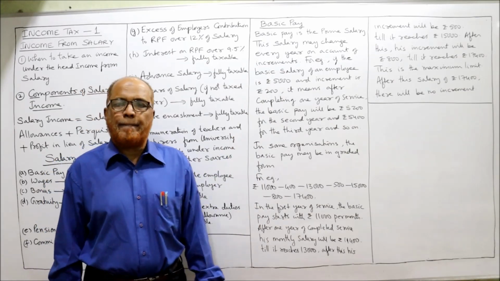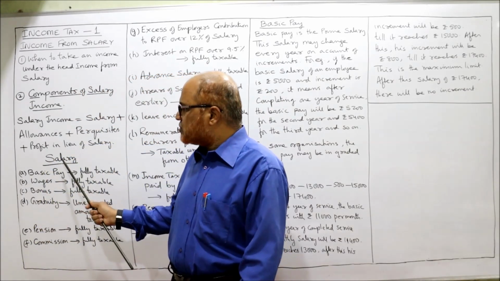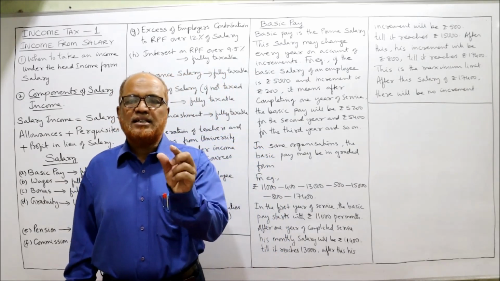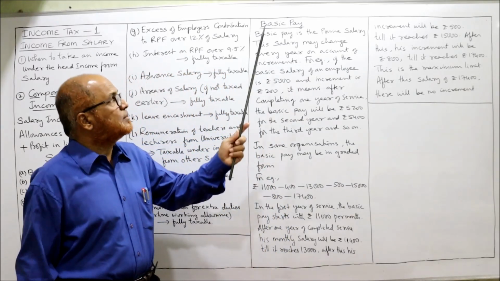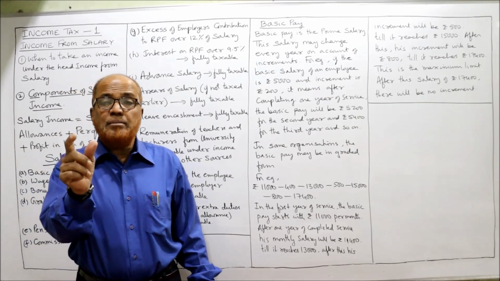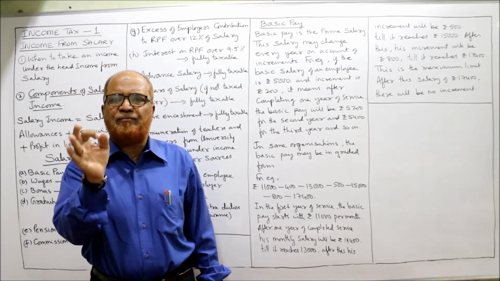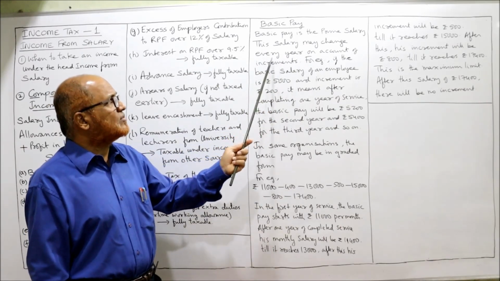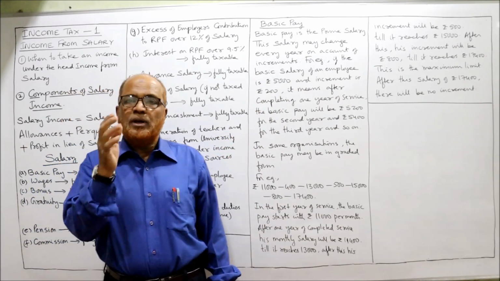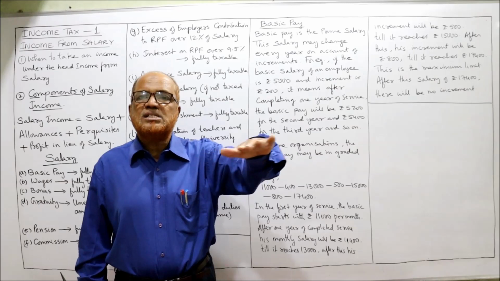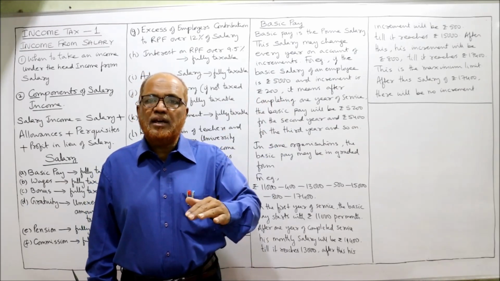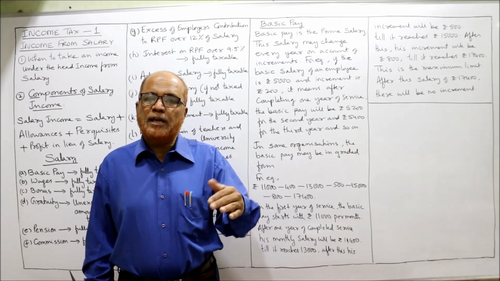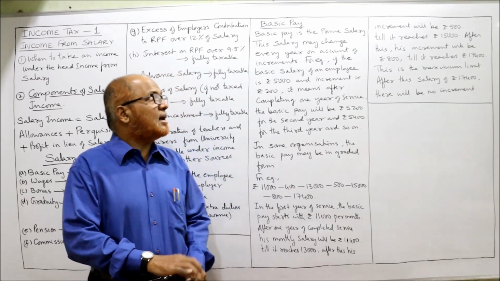Next, basic pay. Basic pay is the prime salary. The first item under the head salary is basic pay. What is basic pay? Basic pay is the prime salary, main salary, fundamental salary, basic salary. This salary may change from year to year on account of increments. Normally salary will not be constant always. Every year the employer will make some increment in the salary. This example I have taken.